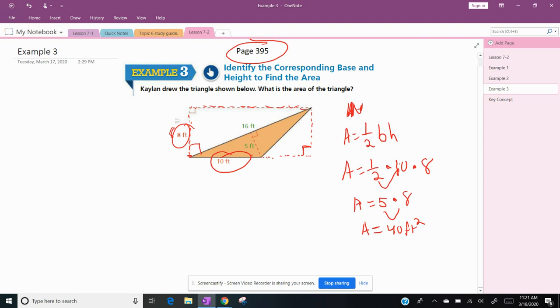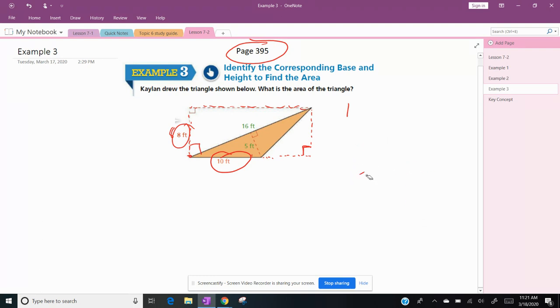Another way you could have done this, if I clear all that writing, this triangle actually has more than one base. So the other way of doing this is I could say the base of this triangle is 16. And that might be a little hard to think about because 16 is kind of upside down from us right now. But if I say that's the base, there's still a height that measures 90 degrees going right there. It forms a 90 degree with that base. So I should get the same answer of 40.